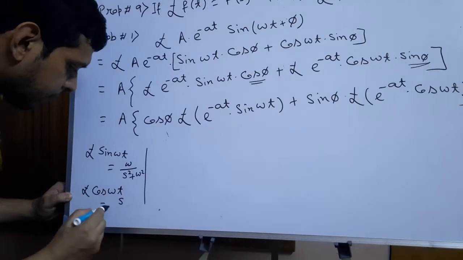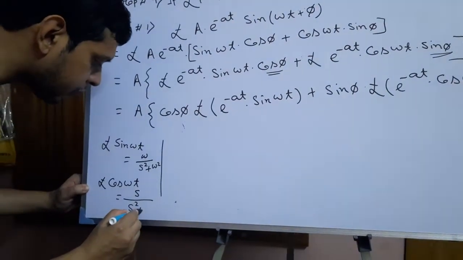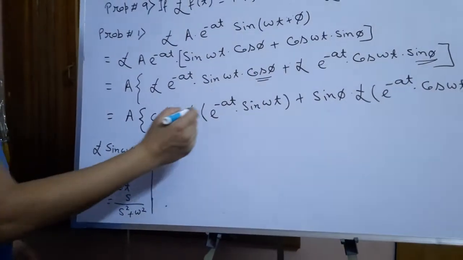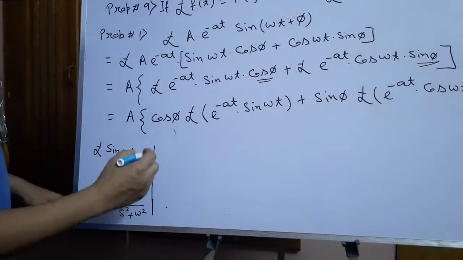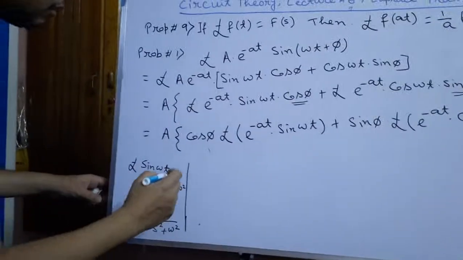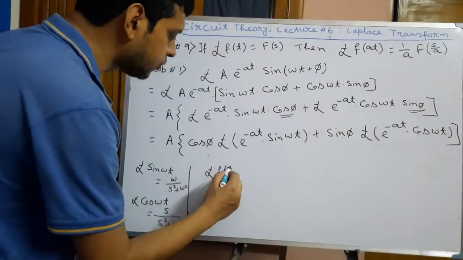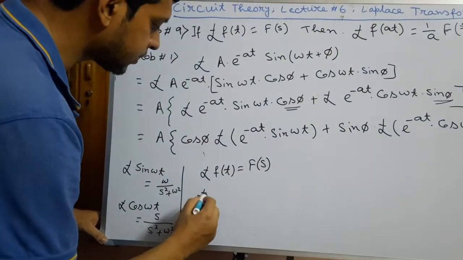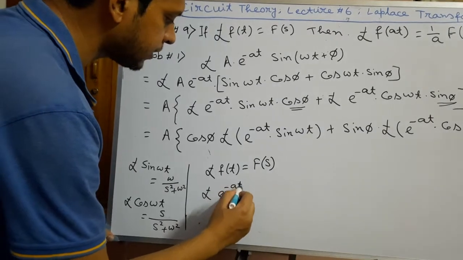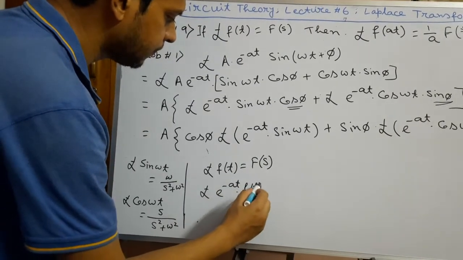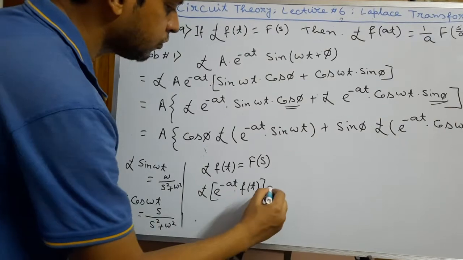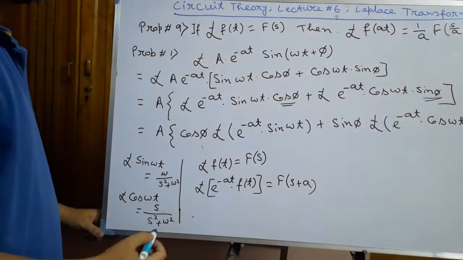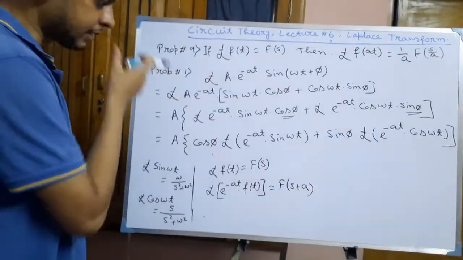S by s square plus omega square. Okay. Now, we also know that if f(t) equal to F(s), then the Laplace transform of e to the power minus at f(t) equal to F(s plus a). Okay. Now s should be replaced by s plus a.